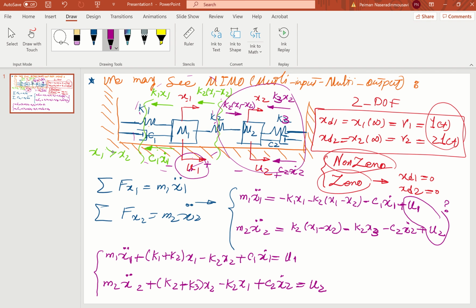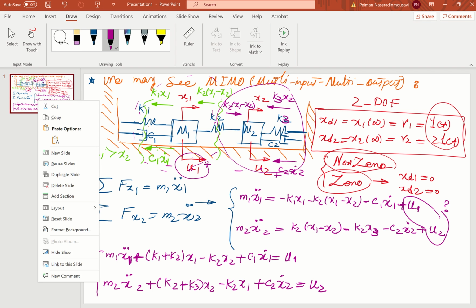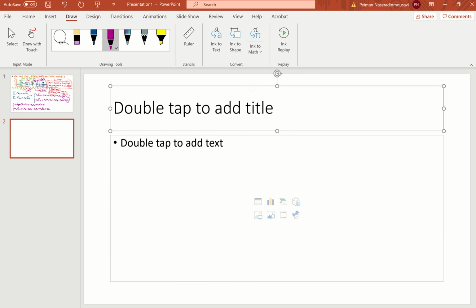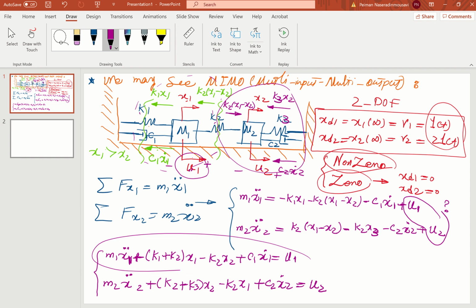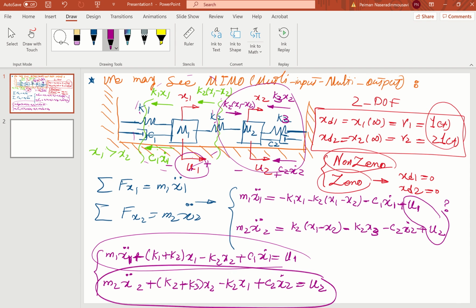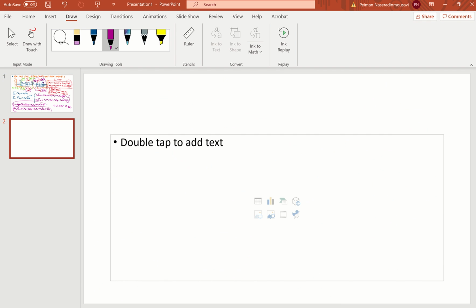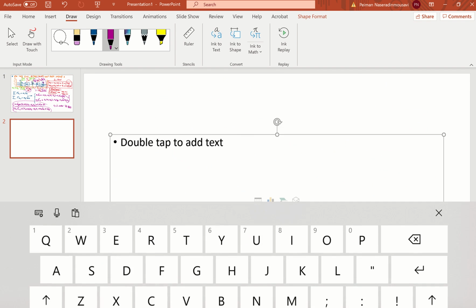So obviously you can rewrite like this, because each system is second order. That's right, each system is second order. You have two systems, so we have a fourth order differential equation, fourth order state space equations. How? It is very straightforward.